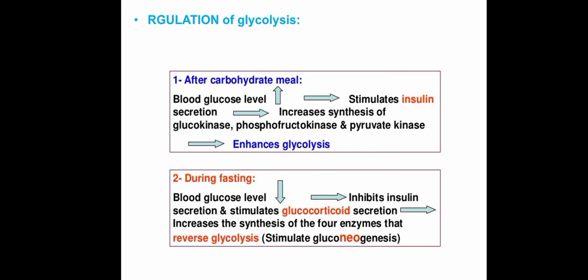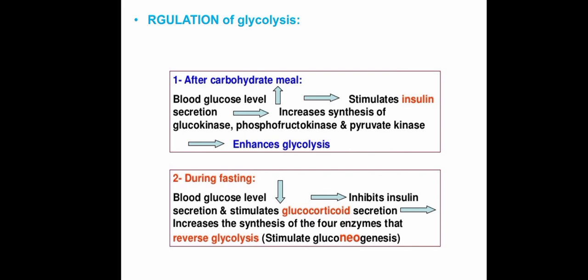Plus there are specific transporters named GLUT transporters, which are present in the plasma membrane of all the cells, through which this glucose can enter inside the cell. So that is when the carbohydrate meal we are taking.